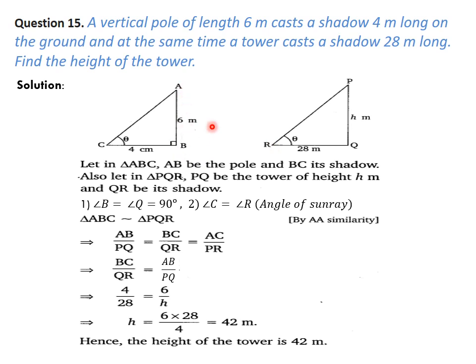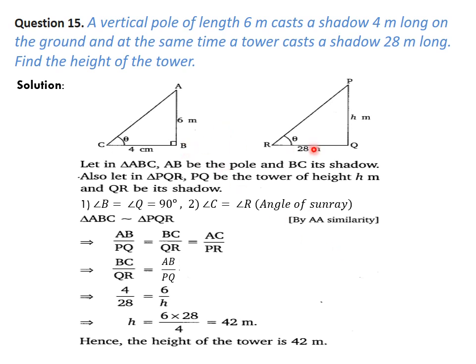Again, since the pole and the tower are perpendicularly placed on the base of the earth, the angle created at the base of the two figures is also 90 degrees. So angle B and angle Q are 90 degrees. Since angle B is equal to angle Q as 90 and angle C is equal to angle R, we have two angles which are equal in these two corresponding triangles. Therefore, by AA similarity criterion, triangle ABC is similar to triangle PQR.